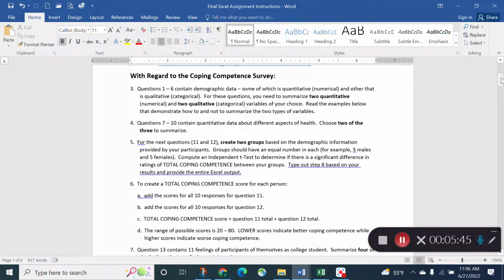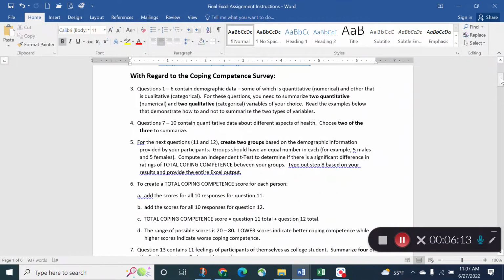So to reiterate, question number 10 on the survey dealt with overall health. I think on the video I talked about creating your groups and doing independent t-tests based on answers there. But we're going to actually do that for questions 11 and 12. So everybody in the class has 10 people that they are summarizing data for. You need to create 2 groups of people based on those demographic questions. So it could be 5 males and 5 females.